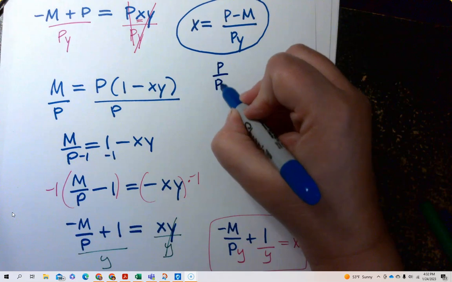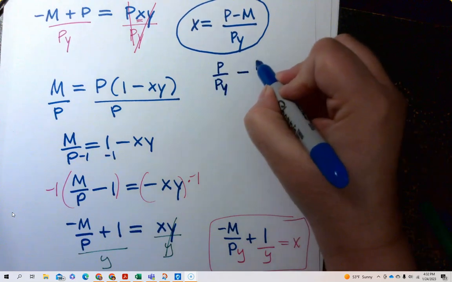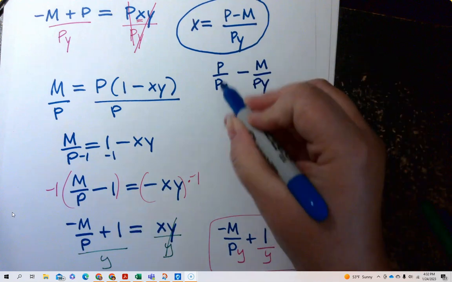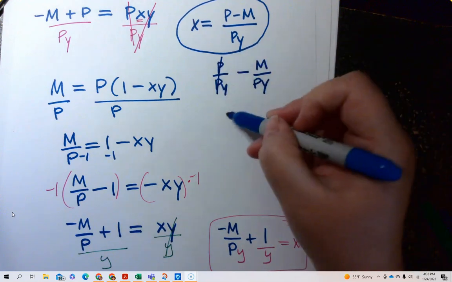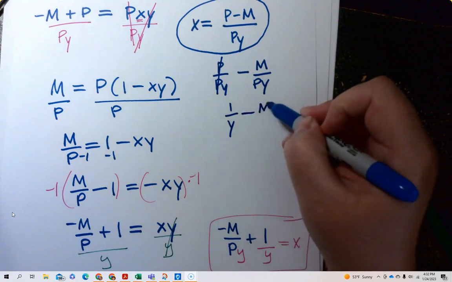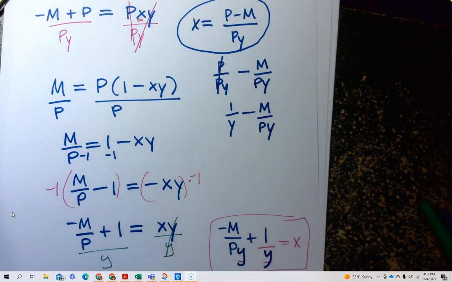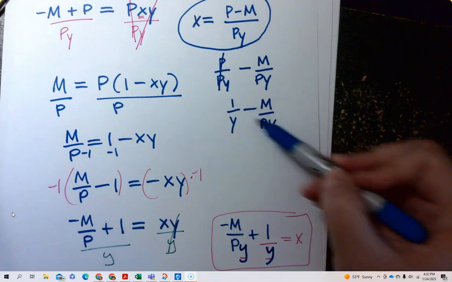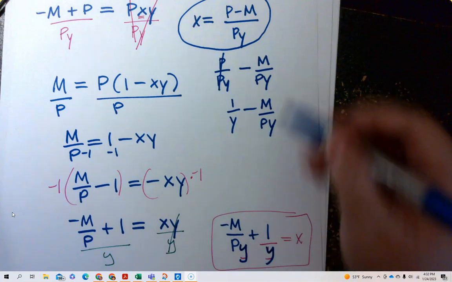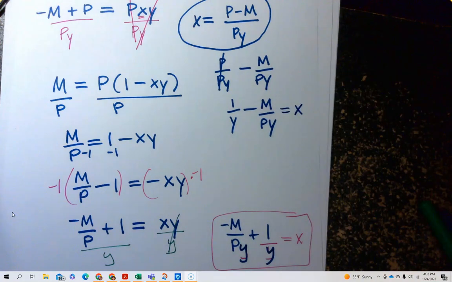P over py minus m over py. This becomes a 1. 1 over y minus m over py, which is the same thing as this, just written in the opposite order. Negative m over py plus 1 over y. So these are the same, and again, I would accept either one. And your Pearson software is actually pretty good about accepting it written in different ways. But there are different ways you could write it when you have x by itself on one side.